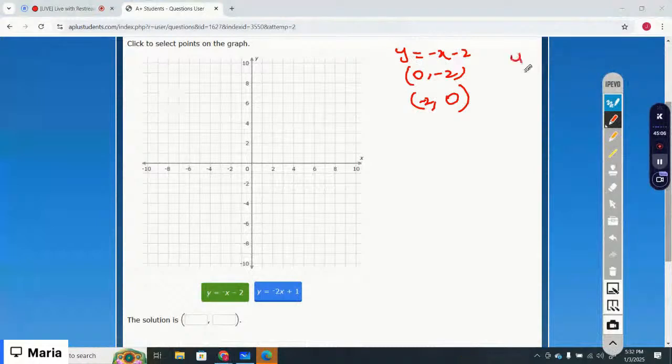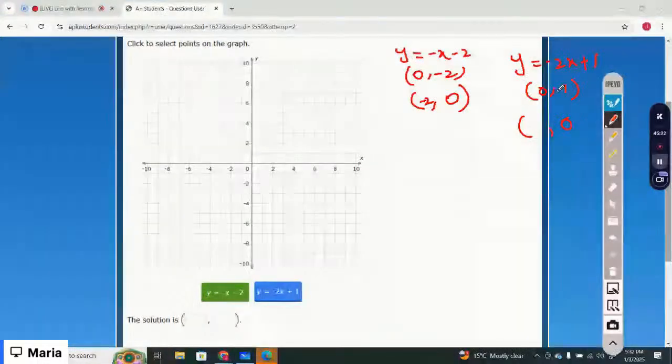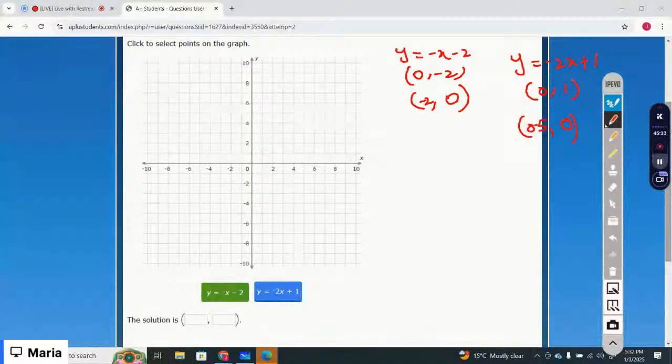And for the second equation, when x is 0, y is 1. And when y is 0, x is 0.5, or 1 by 2. Let's plot these x and y intercepts and see the point of intersection, right?